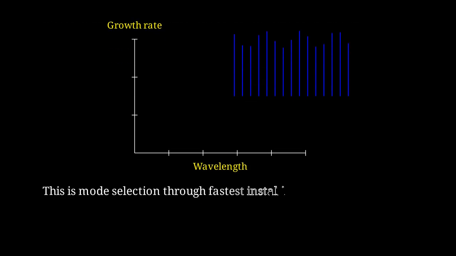This is called mode selection. The fastest growing mode dominates and suppresses all others. Mathematically, omega max occurs at k equals kc, where k is the wave number and kc is the critical value.